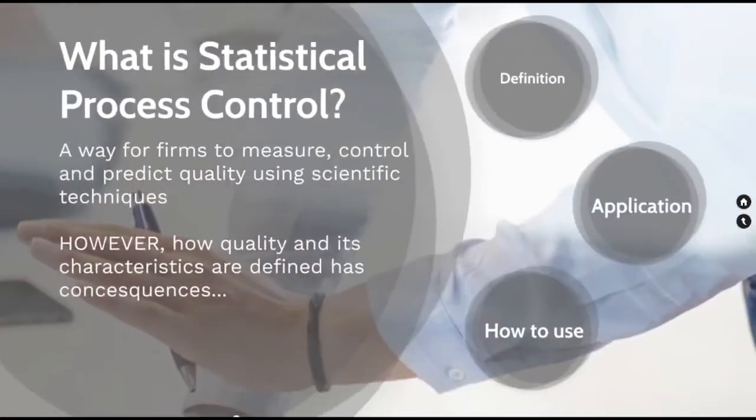Statistical process control, also known as SPC, is just one way that firms can measure, control, and predict the quality of their output with the help of scientific techniques. However, how we define quality and its characteristics has significant consequences for how quality is measured and controlled. So firms use techniques such as SPC in order to make their lives easier.